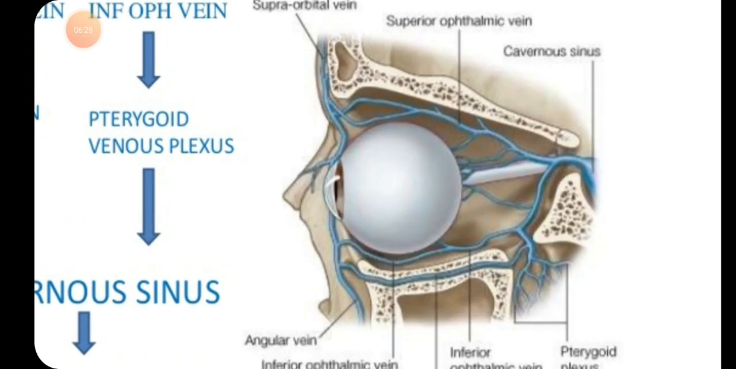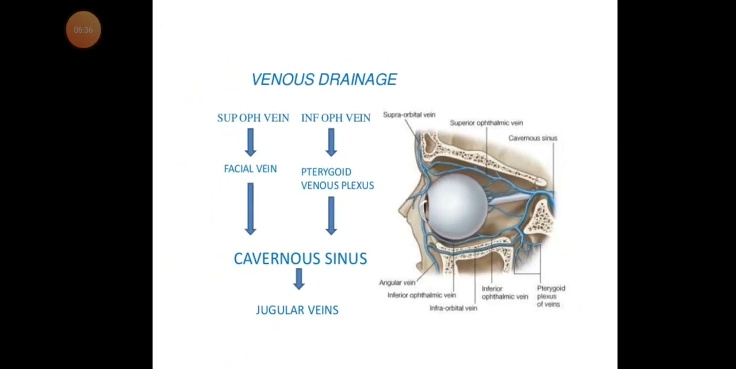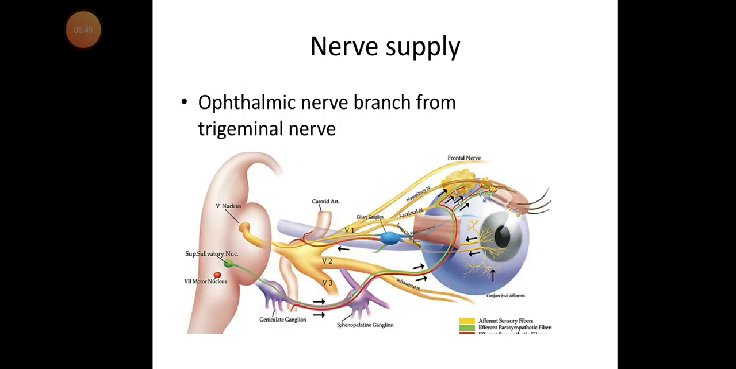So in this picture it's very clear. See, the superior ophthalmic vein and inferior ophthalmic vein drain to the cavernous sinuses or anteriorly to the facial vein. So whether it is the facial vein or the cavernous sinuses, ultimately they drain to the jugular veins, that is the internal jugular vein or the external jugular vein. They are present in the neck region and finally their blood reaches the heart.